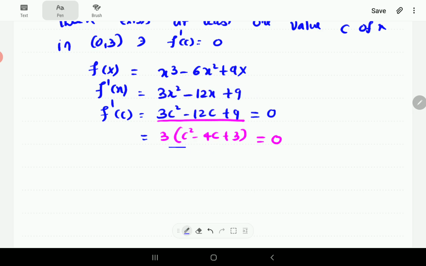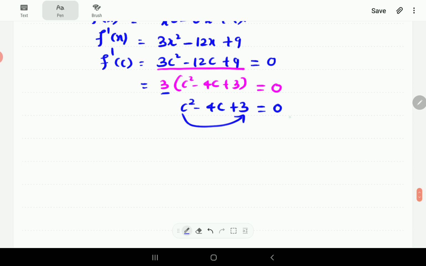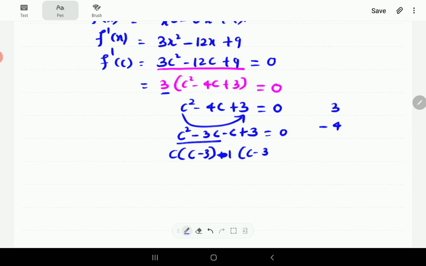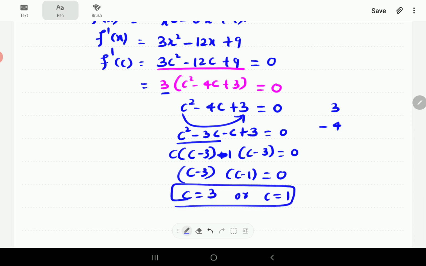So 3 cannot be 0. Hence c square minus 4c plus 3 must be equal to 0. Now after multiplication I should get 3, and after addition or subtraction I should get negative 4. So I can take the factors as c square minus 3c minus c plus 3 equal to 0. Here I can take c out: c into c minus 3, minus 1 into c minus 3. So c minus 3 into c minus 1 equals 0. This implies c equal to 3 or c equal to 1.